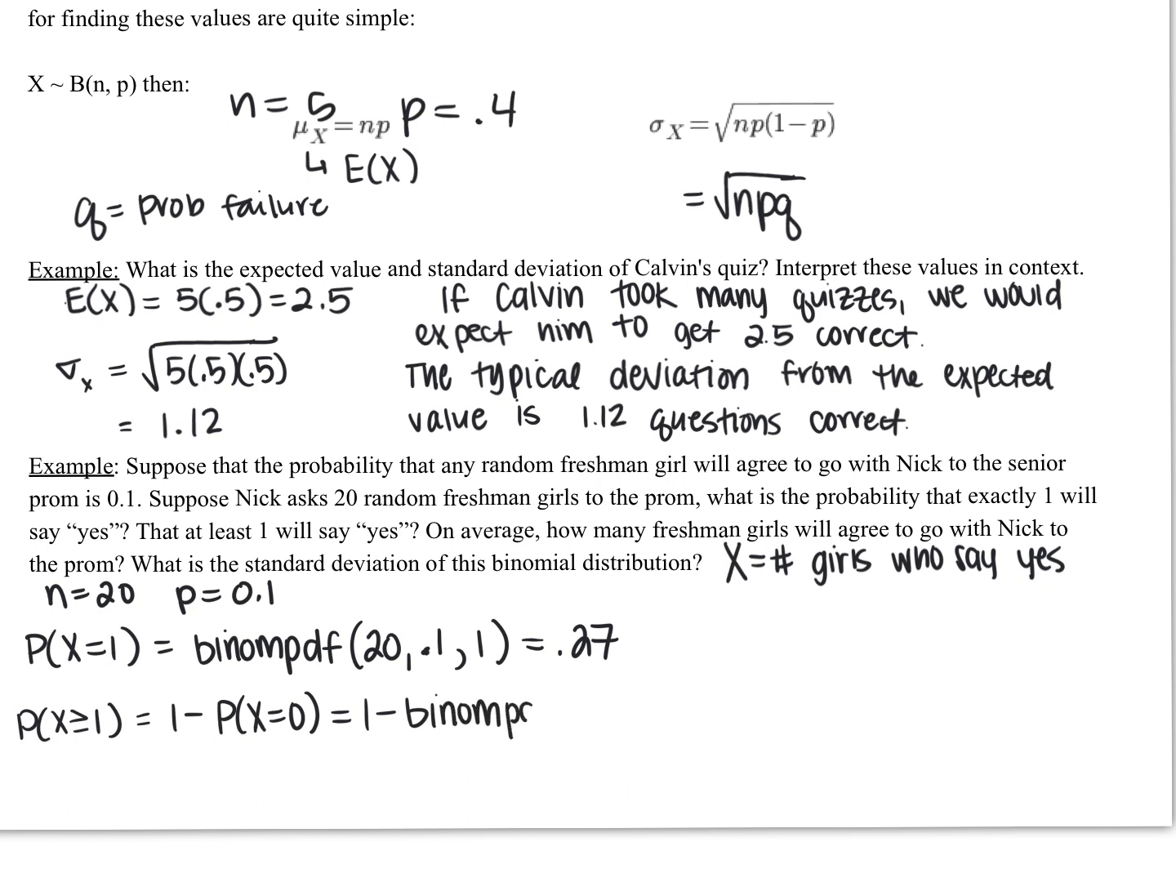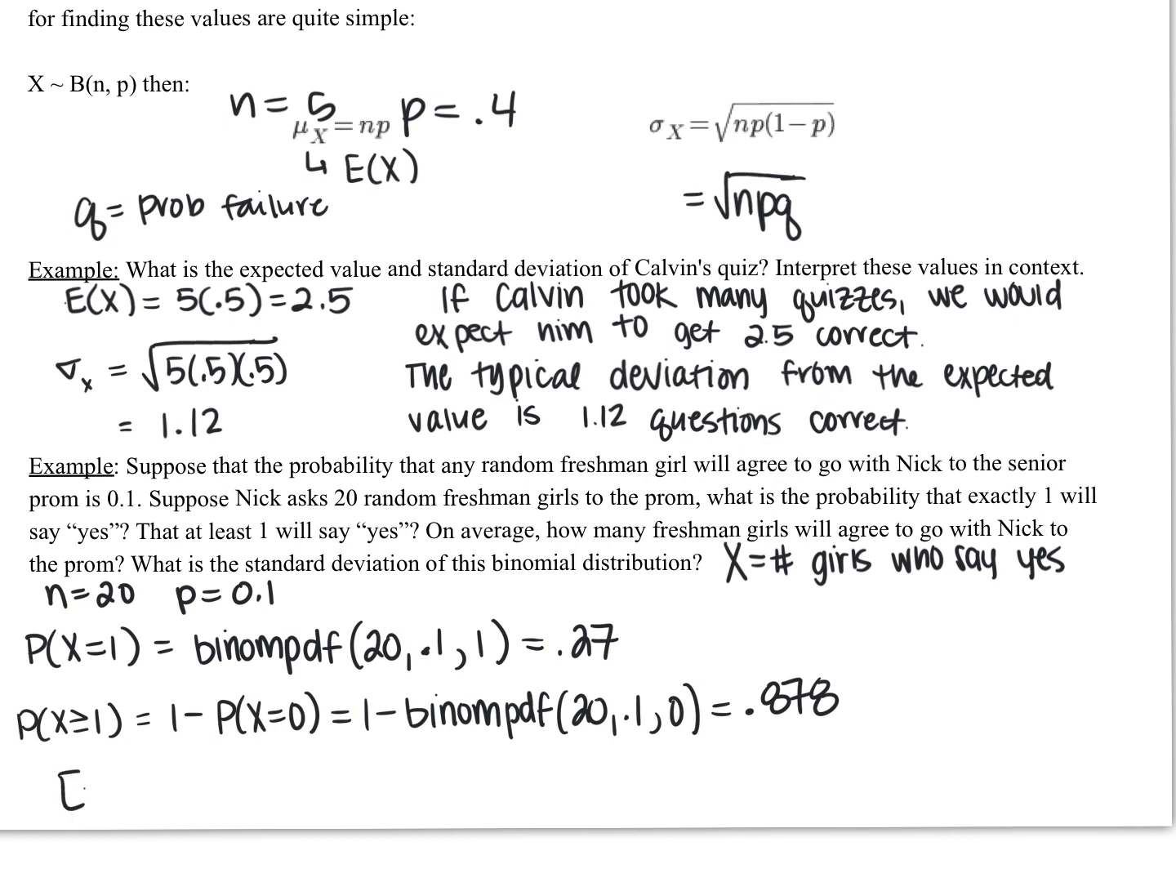binom PDF 20, 0.1, 0. And once we hit enter, we'll get 0.878. So he has a fairly good chance that if he asks 20 girls, at least one of them will say yes to him. All right, so next is our expected value.